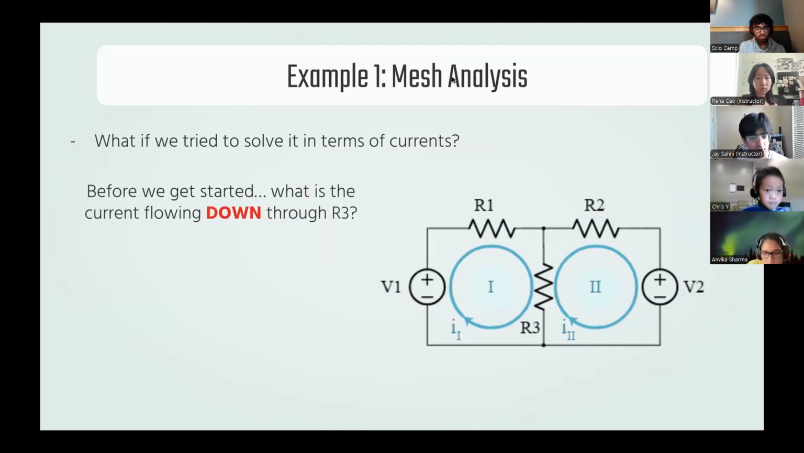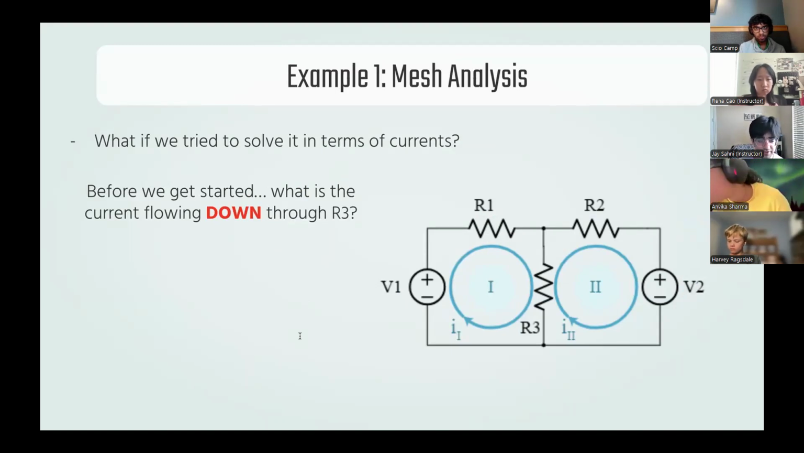So let's just get started here really quick. See on the diagram how there's two different loops, and we're going to call them loop 1 and loop 2. I want you guys to quickly message in chat what you think the total current is going through R3. When I mean total current, I mean total current in terms of I1 and I2.